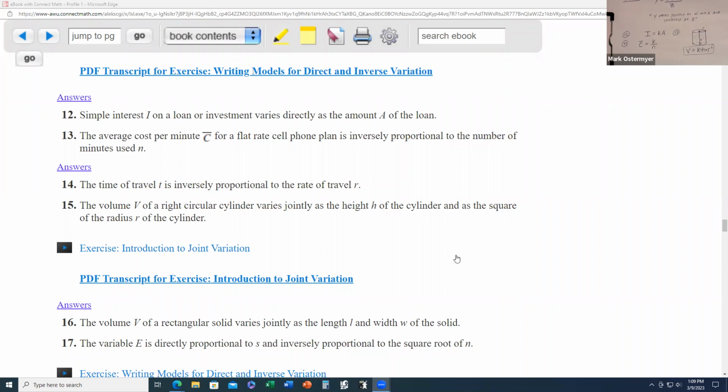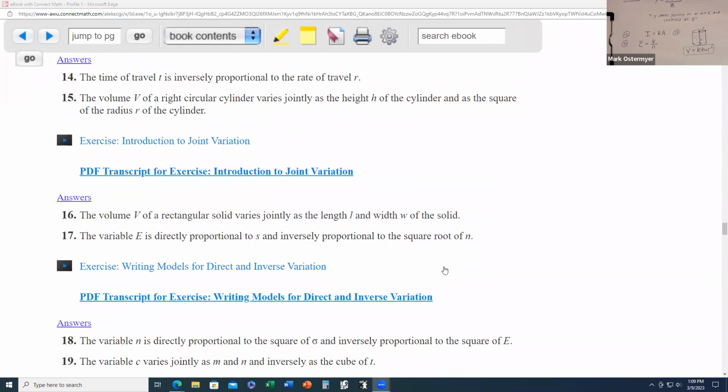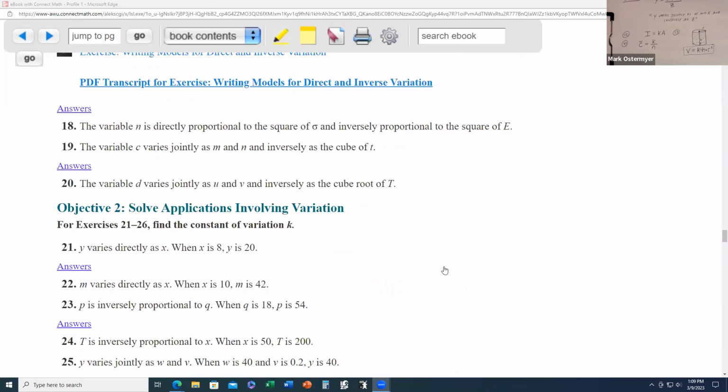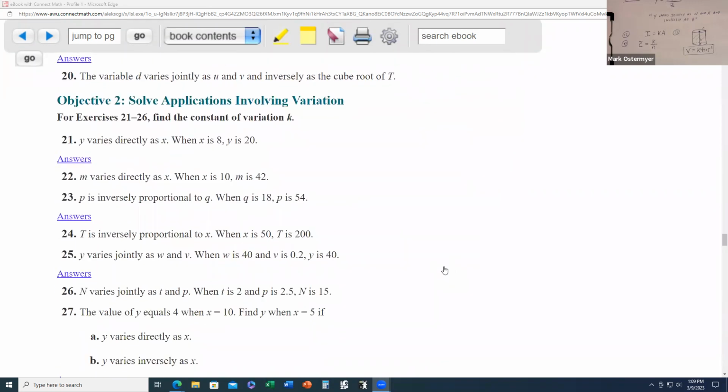Okay. Now you're probably wondering, how do we find this constant of variation K? Well, we need to have data. So let's move on down to problems 21 through 26 in your textbook, where it says find the constant of variation K for all these problems here. I'm going to try number 22.